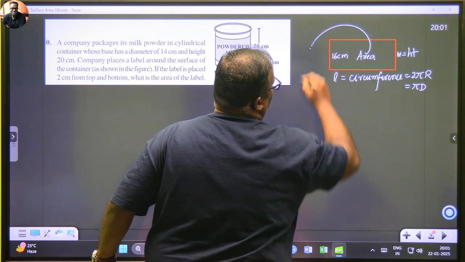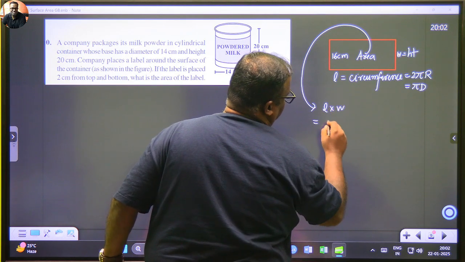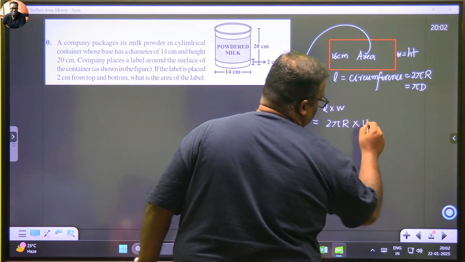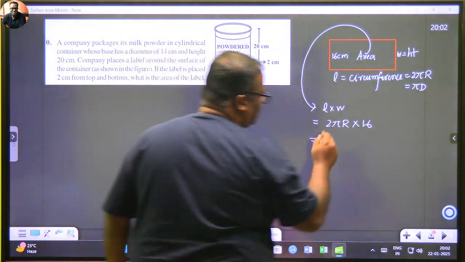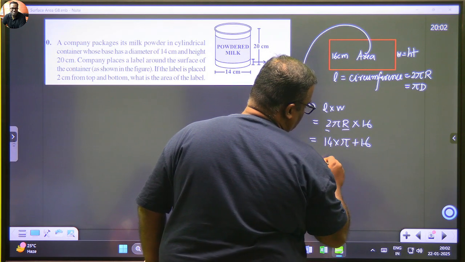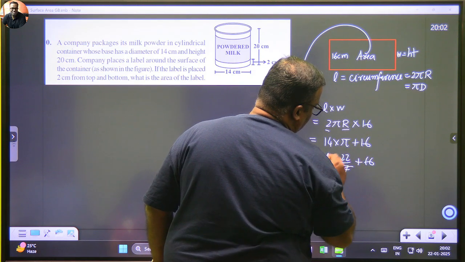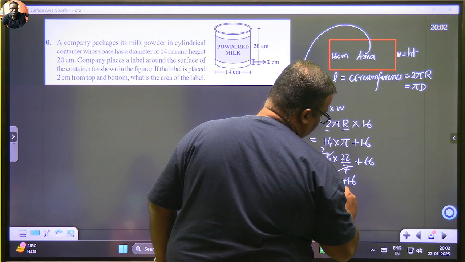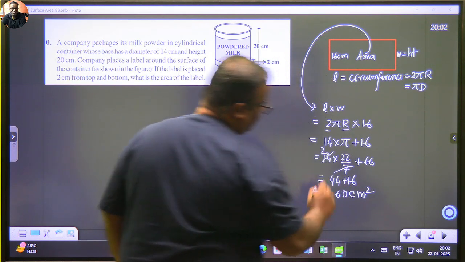Now tell me what is the area of a rectangle? Length into the width of the rectangle. What is the length? The length is 2 pi r. And what is the width? 16. Now how to calculate 2 pi r? Sir, they have already given that the diameter is 14. That means they have given 2r. 14 into pi into 16. That means 14 multiplied by 22 by 7 into 16. So 7 2 times is 14. It makes 44 into 16. So 44, 54, 60 centimeter square because you are trying to find out the area.